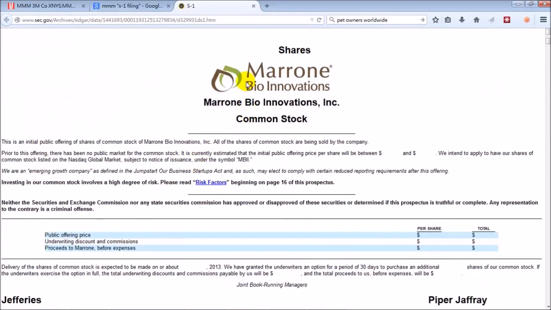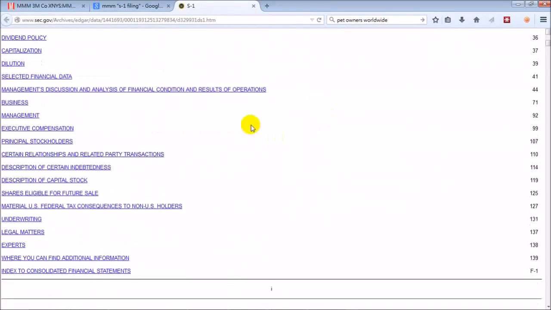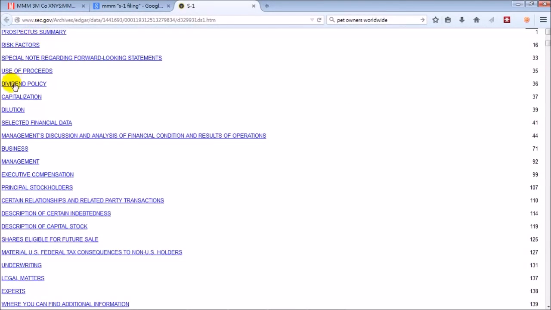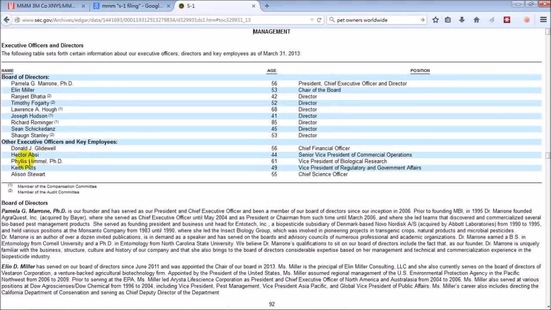This is obviously not MMM, but this is what an S1 form looks like. It gives you all the data. It gives you the dividend policy. It gives you how the business is run, the management. It tells you who's running the company. You can look into the board of directors. Sometimes that's an important aspect. If you find the person running the company has a PhD but no business experience, you're probably not going to want a long-term investment in that company. So that's one thing you're going to look at.